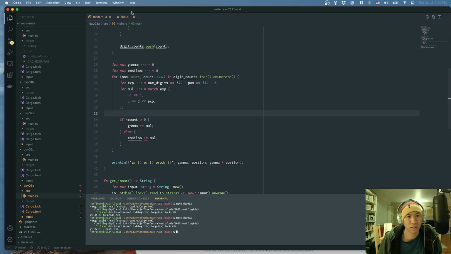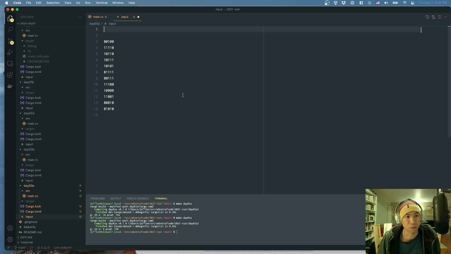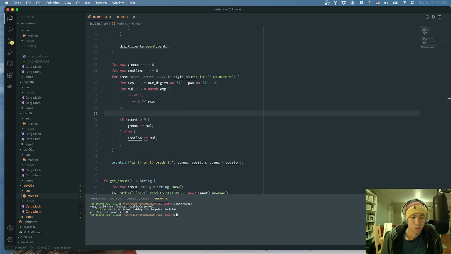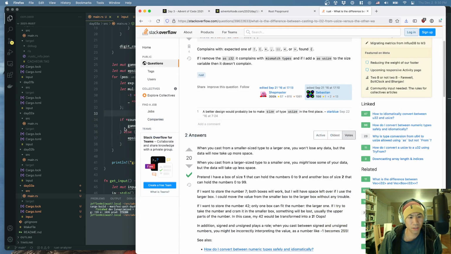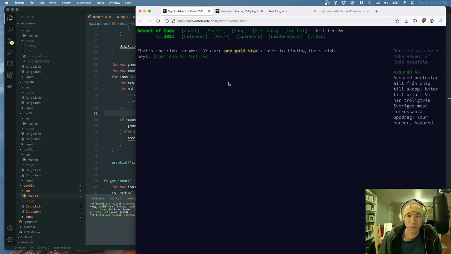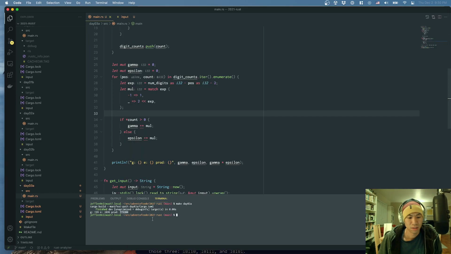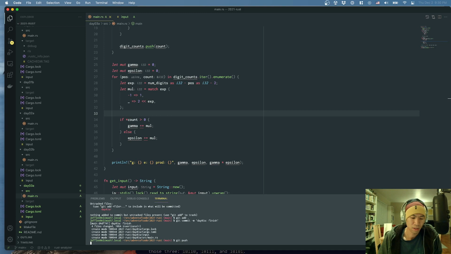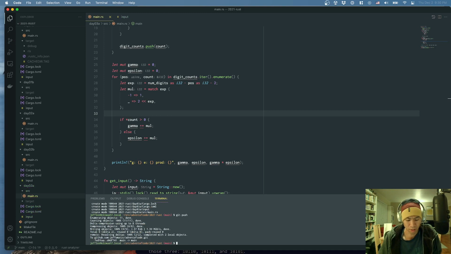22, 9, 198. Okay, so now that's looking correct. So let's get our original input back in there. Hooray for exponent math. All right, we've got our product there, and let's submit that. All right, now we're cooking with gas. Let's go ahead and commit that to Git. And let's go ahead and roll over to part B.